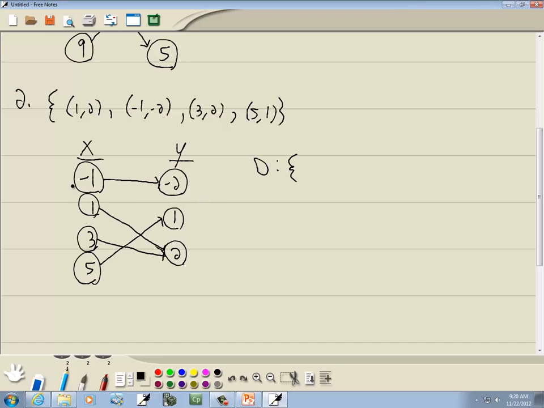Now for our domain, we're going to list our x values from smallest to largest, not repeating any. So -1, 1, 3, and 5. And our range, same thing. -2, 1, and 2. And those will be our answers.